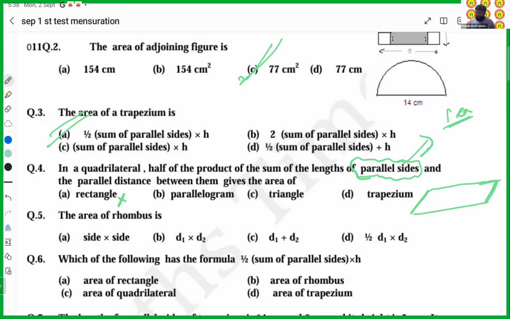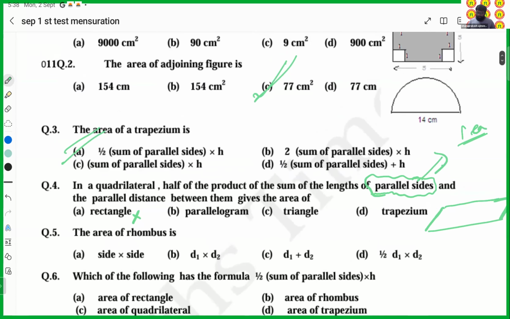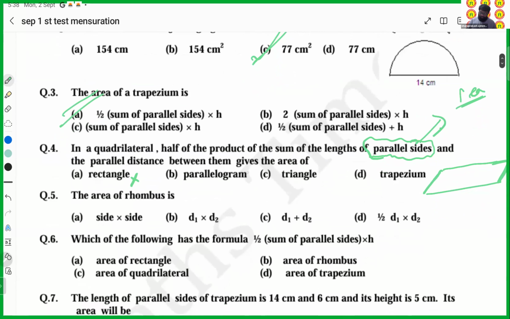Here again we can clearly see that this is not a parallelogram also. Next, a triangle is three-sided, so how could it be a quadrilateral? So option C itself is wrong. If you check, option D is correct.